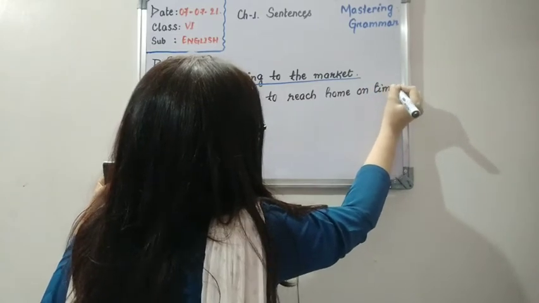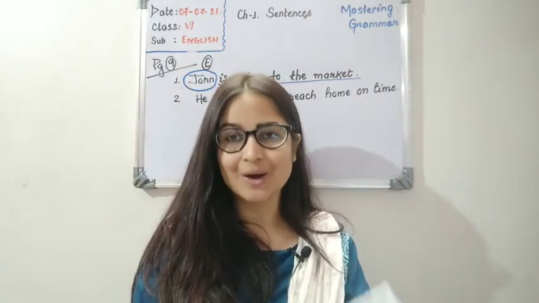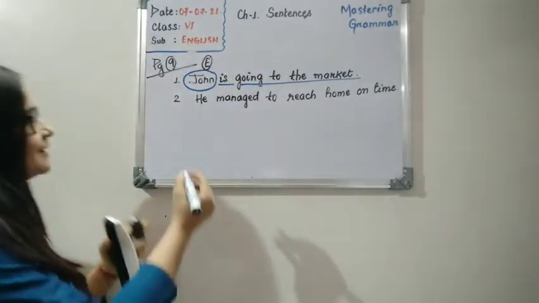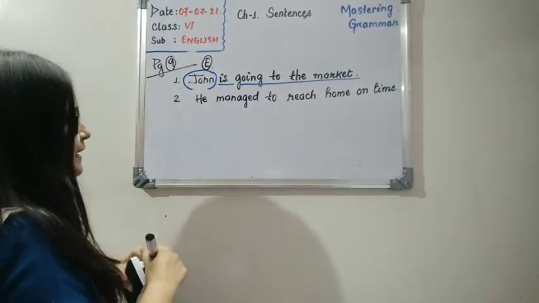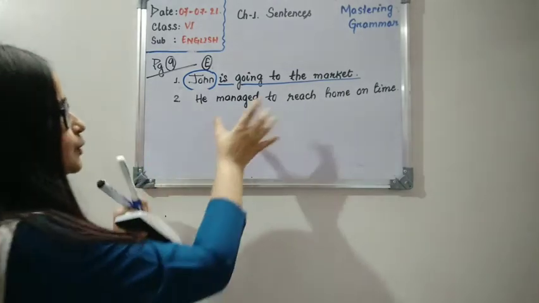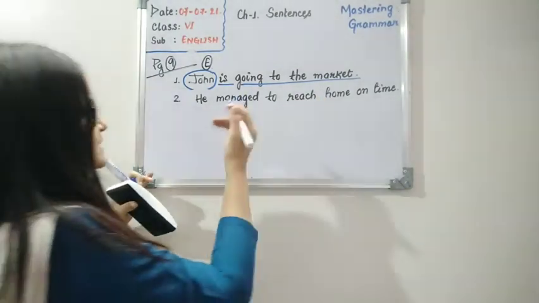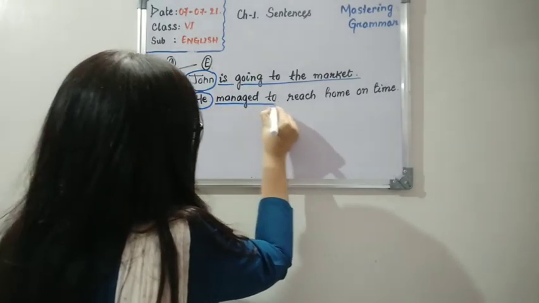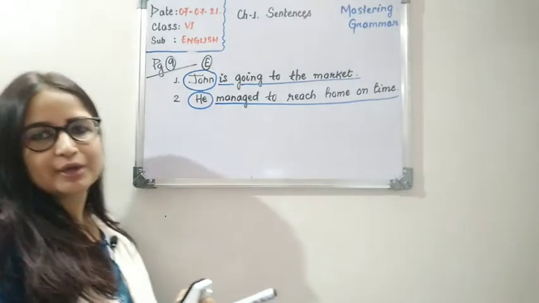Okay, children, here it is. I told you that a noun, a pronoun, a determiner, anything like that can be our subject. So here is this pronoun, he. I'm talking about this he. So what did he do? He managed to reach home on time. So he somehow managed, he reached home on time. So here we can see we are talking about he. So he will be circled. And this one, managed to reach home on time, is our predicate. So that is underlined.